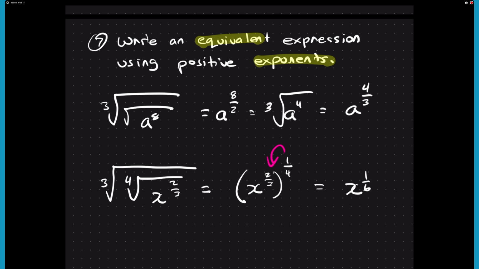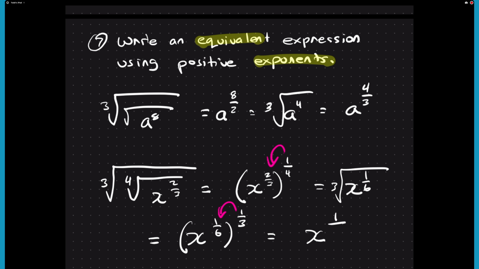So that's not finished. Don't forget that cubed root is still there. So now I've got the cubed root of x to the 1 over 6, and that is going to equal x to the 1 over 6 raised to the power of 1 over 3. Again, what do we do? We multiply those two together, and we have a final answer of x raised to the power of 1 over 18. That is it. We are done this unit.